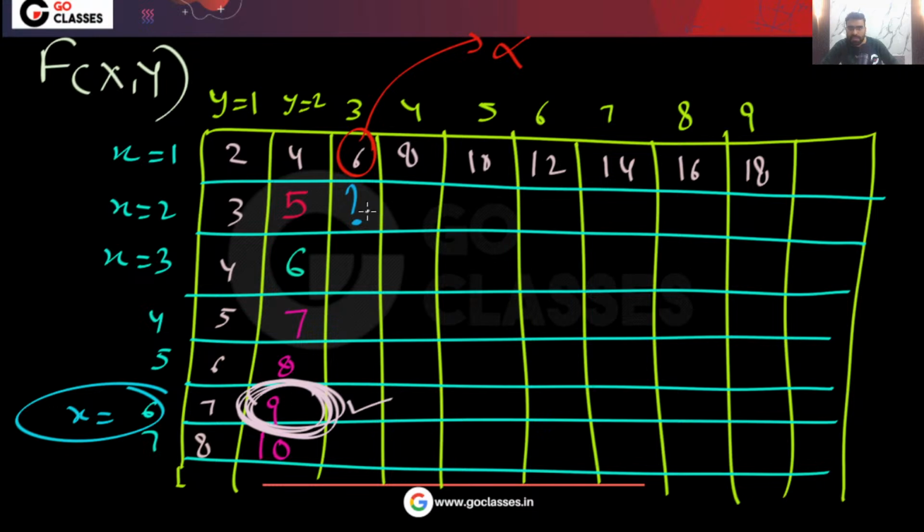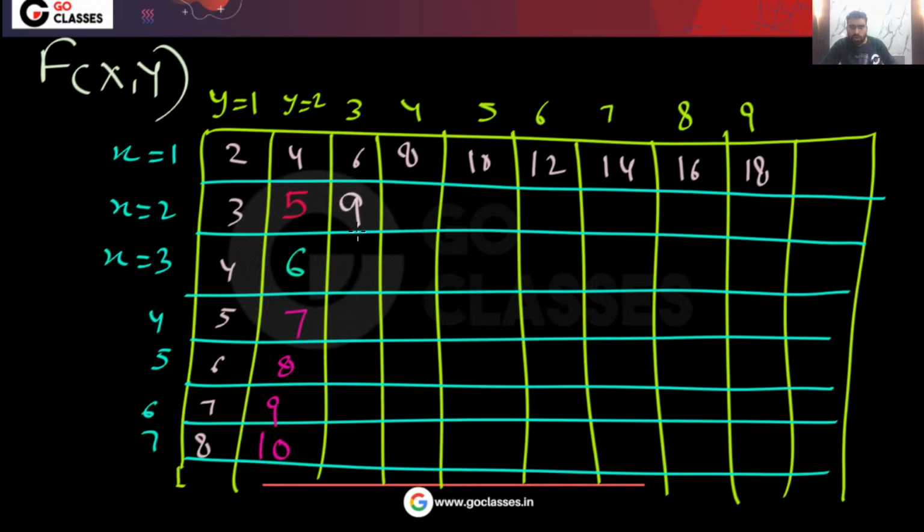So remember, this entry is going to be 9. I hope you understood. The question was asking what this entry is. So you can see F2,3 is 9. Is this clear? F2,3 is 9.